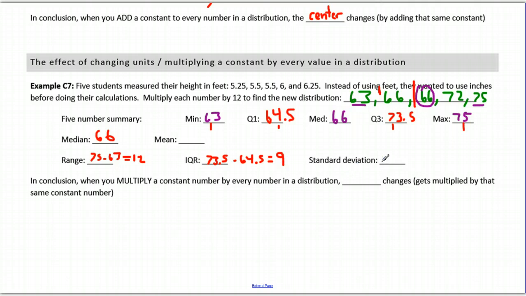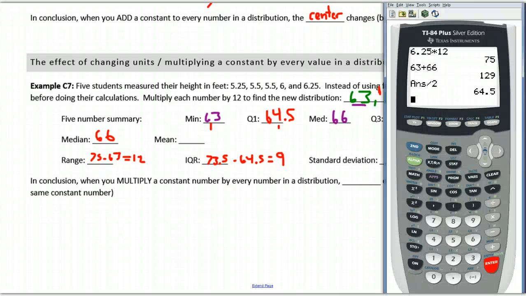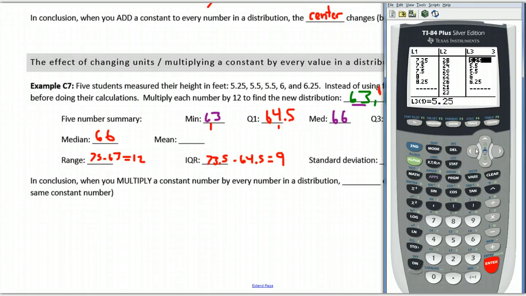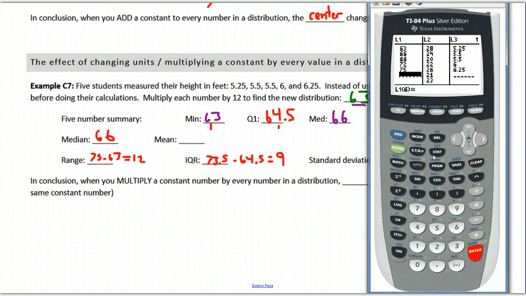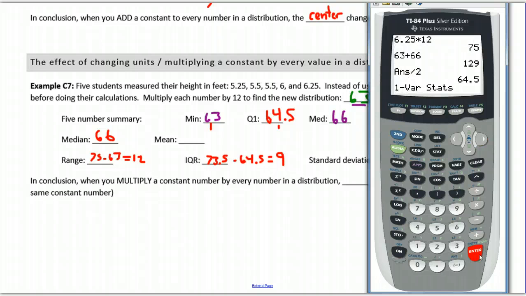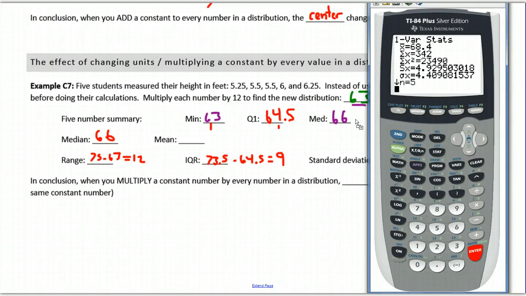And then finally, standard deviation. We're going to have to go back to our calculator. So let's do our stat list in whatever format that is in your calculator. And you'll clear out the old information. And we'll start out with 63, 66, 66 again, 72, and 75. And once all that's in there, we do our stat, calc, one variable statistics, and we get these numbers.